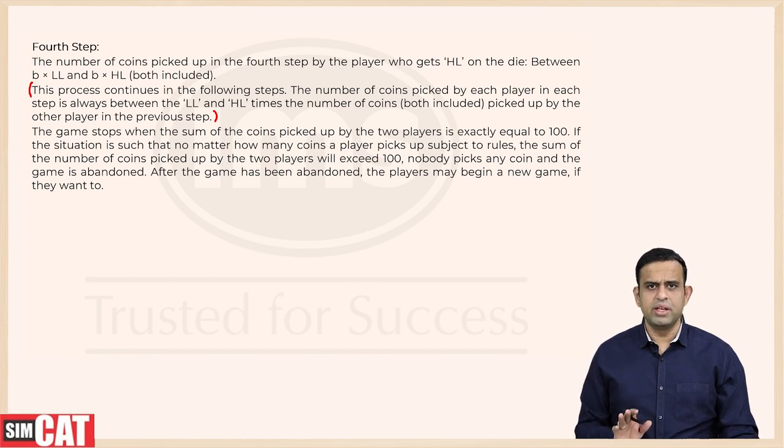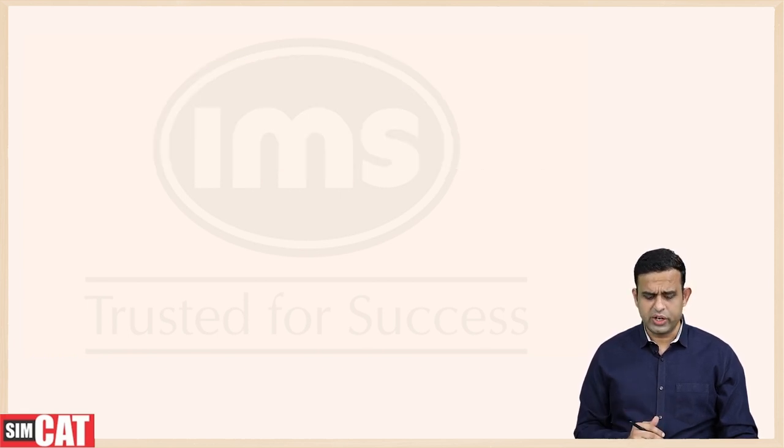So they have told you one thing: if the game has to be won, in that case the total number of coins picked up by the two players, Baby and Chubby, needs to be exactly equal to 100. Let's look at the questions.